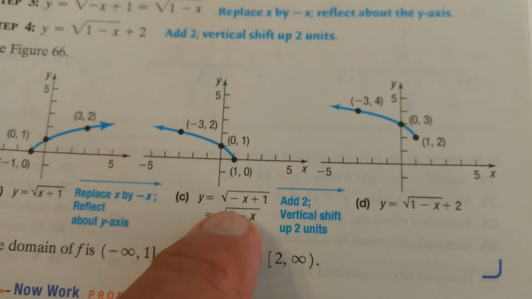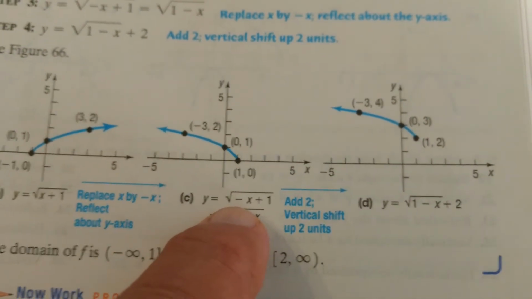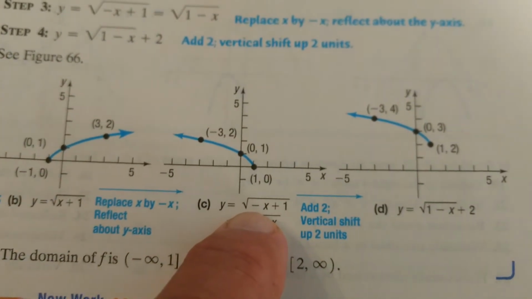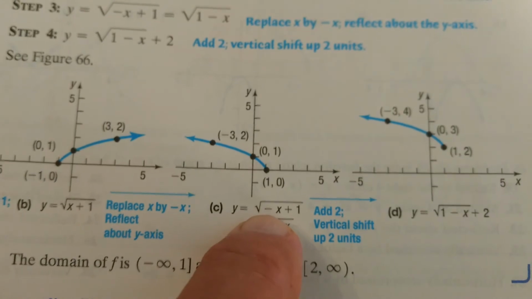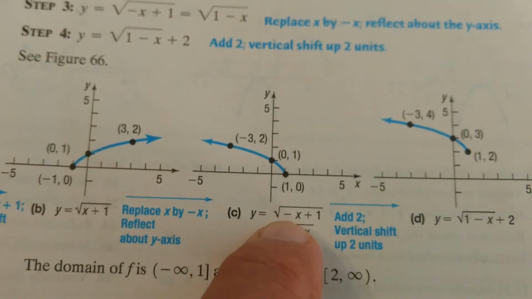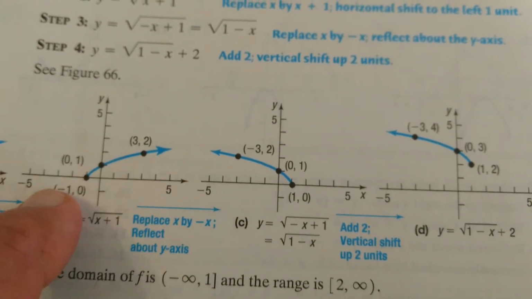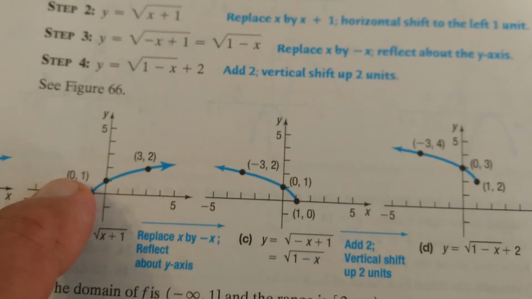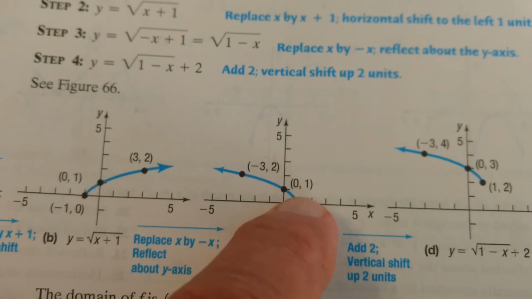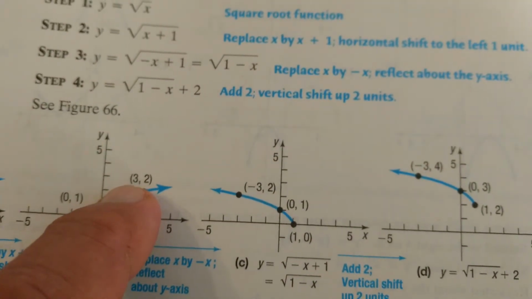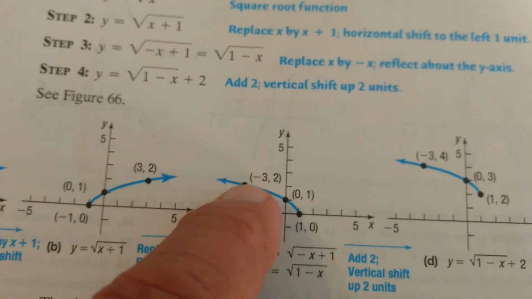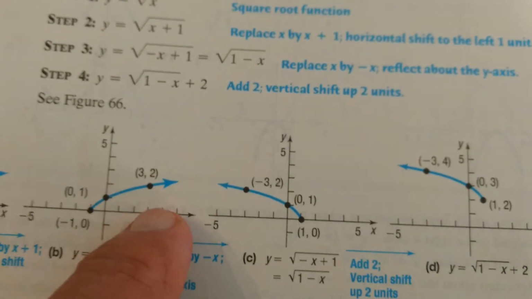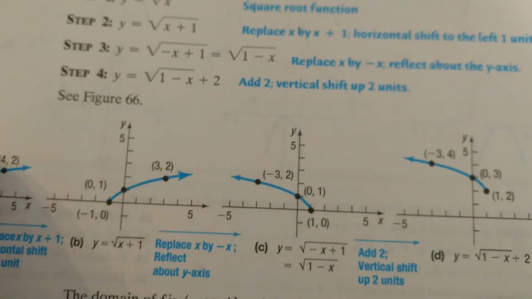We then go to the negative in front of x, which means we're going to reflect. Remember what I said before, that negative in front of x multiplies times the x's. So we multiply this negative 1 by a negative, we get a positive, (1, 0). Multiply 0 by a negative, we still get (0, 1). Multiply this 3 by a negative, we get (-3, 2). And so we can see that this graph is flipped over.